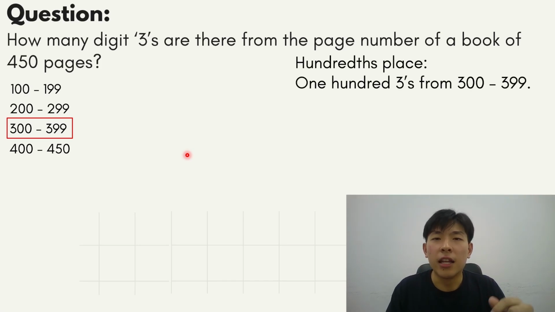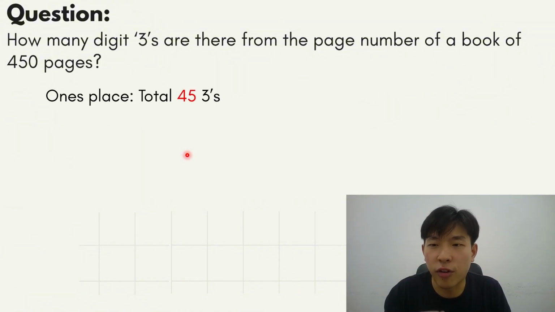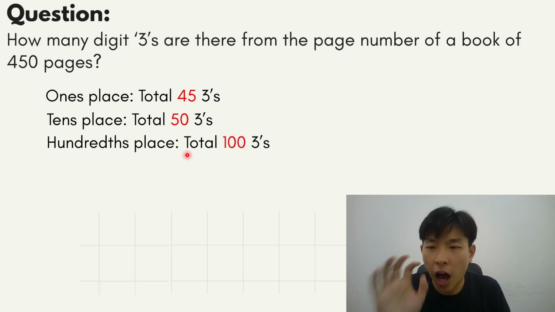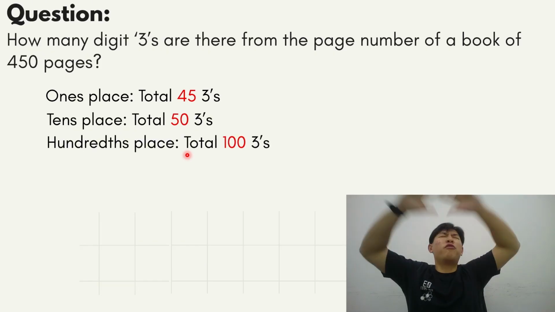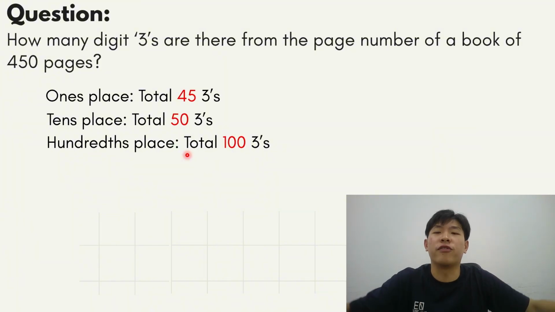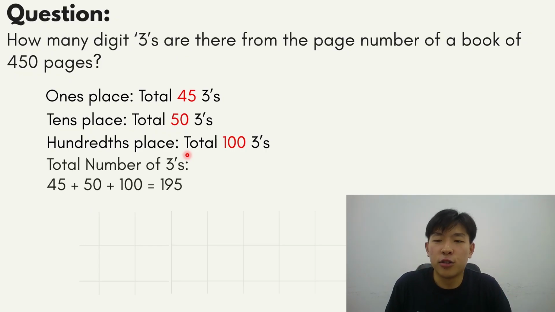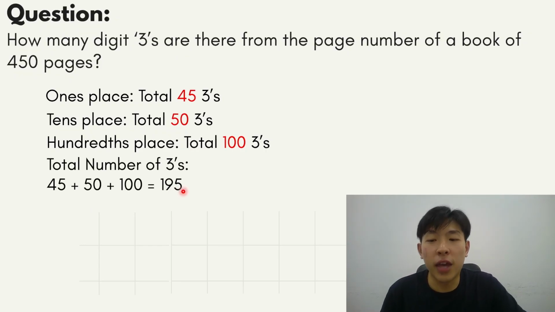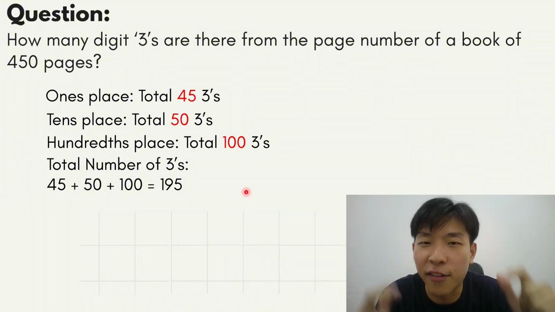So, next, let's put all of them together. 1 place, total 45. 10 place, total 50. 100 place, total 100. So, total, I want a total from 1 to 450. How many threes do we have? Just add them together. So, 45 plus 50 plus 100, we get 195. Wonderful. We have solved our problem.